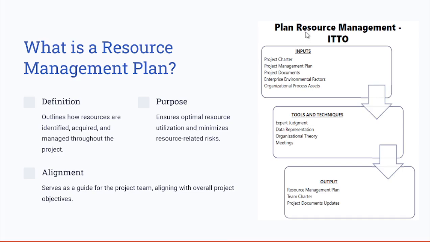To have an idea about the key ITTOs involved when planning the resource management, it starts with the inputs as usual: the project charter, the project management plan, the OPAs, and the EEFs. The tools and techniques used here include expert judgment, data representation, organization theory, and meetings. The output here would be the resource management plan, which outlines how the resources will be identified, acquired, and monitored and controlled during the project life cycle. Also, there is an important output here, which is called the team charter.